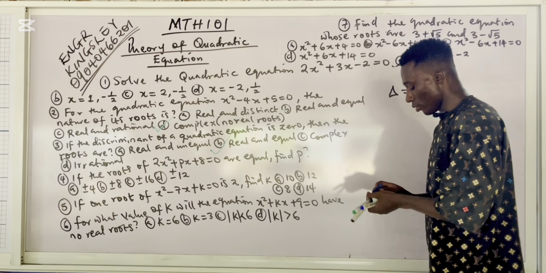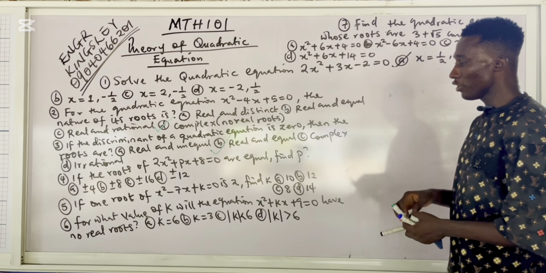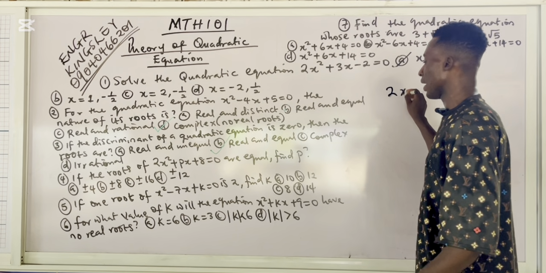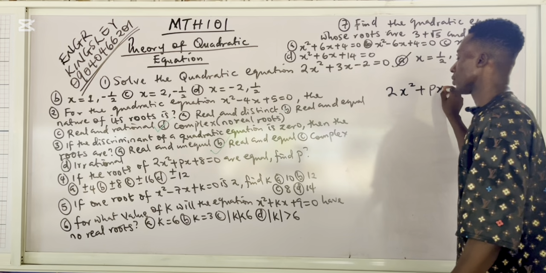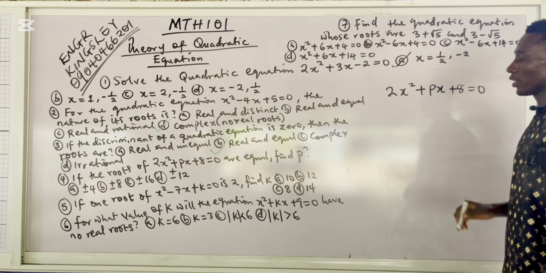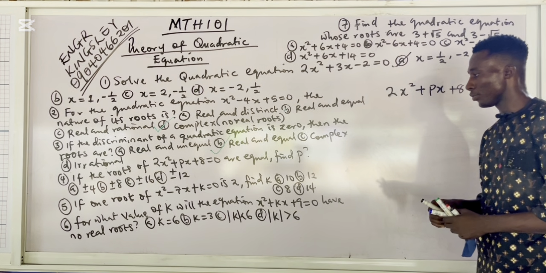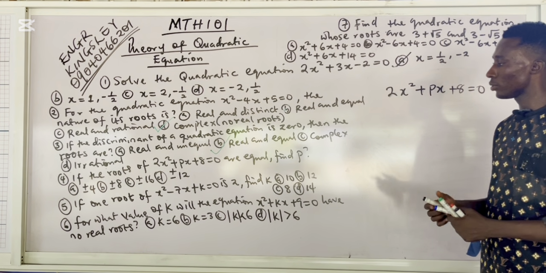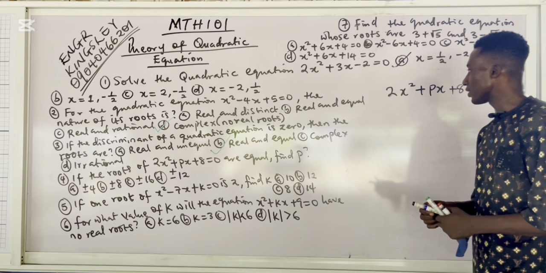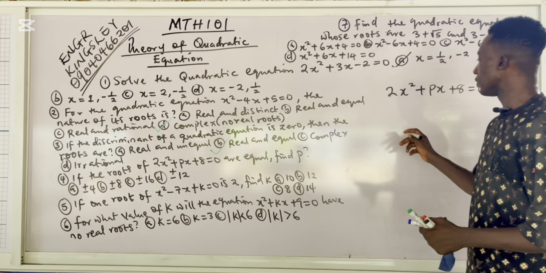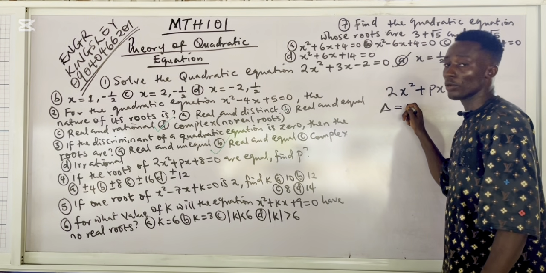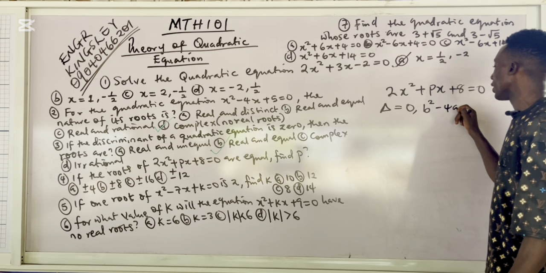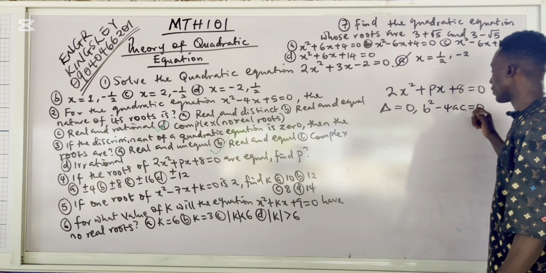Okay, moving on. Question number 4. They said if the roots of 2x squared plus px plus 8 is equal to 0 are equal, find p. If the roots are equal, that is equal roots. Let's check. We now have the discriminant is said to be equal to 0. What is the discriminant? b squared minus 4ac is equal to 0.